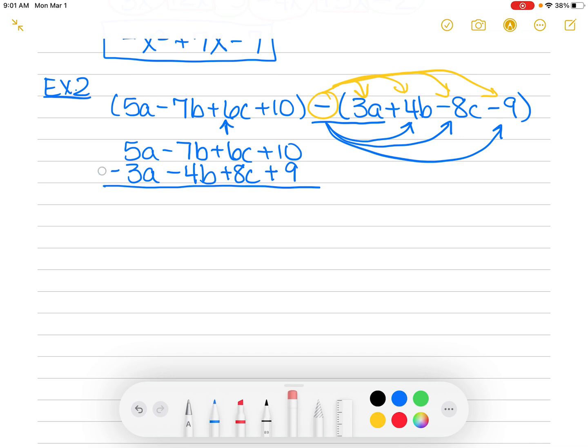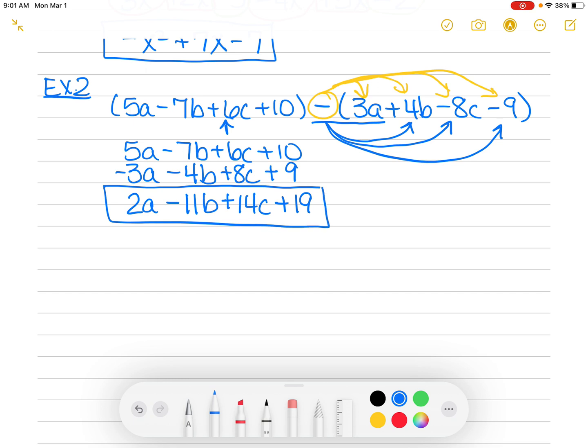And I'm just going to change this to look a little bit different. Okay, so now I'm going to do my math. So I have 5a minus 3a is 2a. I have minus 7b and minus 4b, so that's minus 11b. Or you could say negative 7b and negative 4b is a negative 11b. Okay, the next one is plus 6c and plus 8c, so that's going to be a plus 14c. And then the last one is plus 19. And that's my answer. I don't have to do anything else.